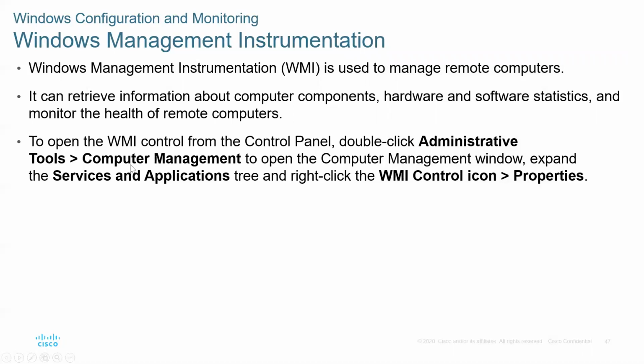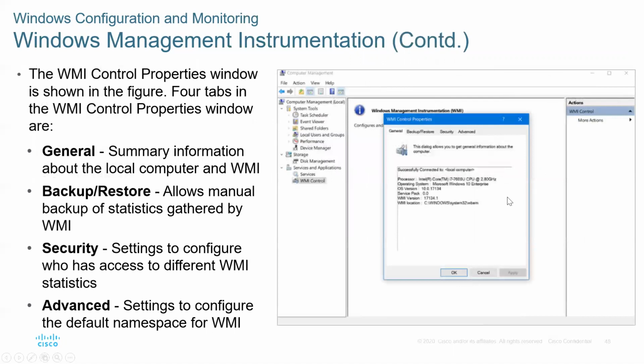And you can expand the Services and Applications tree, and then the WMI Control with properties. And so you can see a GUI version of this here. With WMI Control, you can connect out to a remote system and get that information. So you can get general information about the local computer, like you can see here. You can do backups and restores. You can do settings to configure some of those access options, and then Advanced will get you a default namespace.